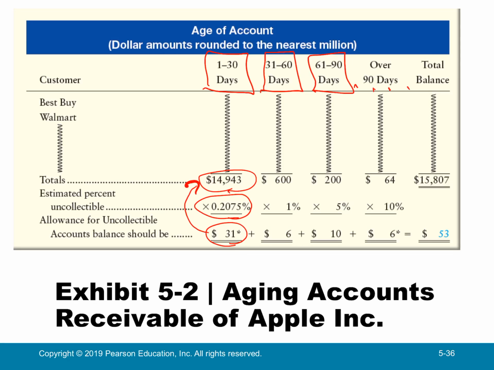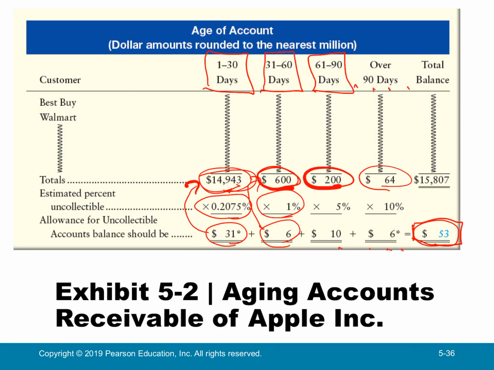The accounts that we have that are 30 to 61 days outstanding, so over 30 days now, but under 60 days, we have 600 of those outstanding, and historically, 1% will go bad. So we take $6 from this bucket, and on and on. And then when we add it up, we see that our bucket should be $53. When we analyze all of these buckets, we say our bucket should be a $53 estimate of how many accounts will go bad.